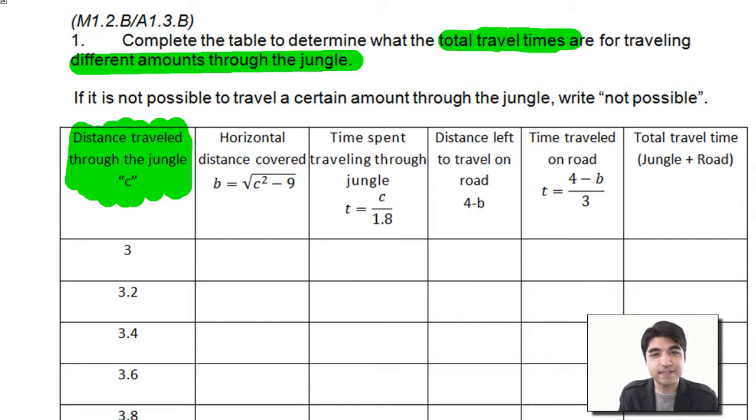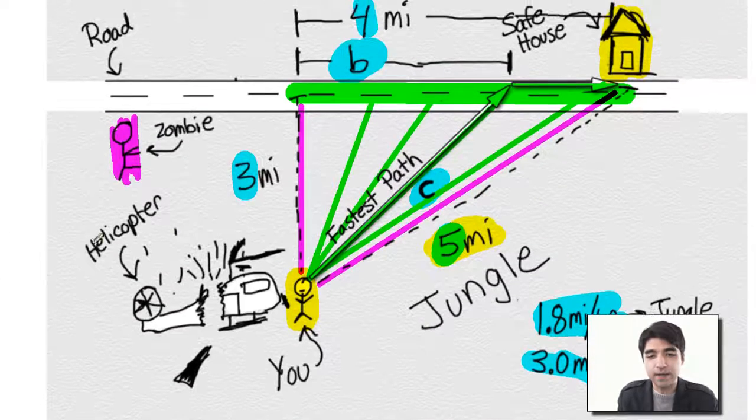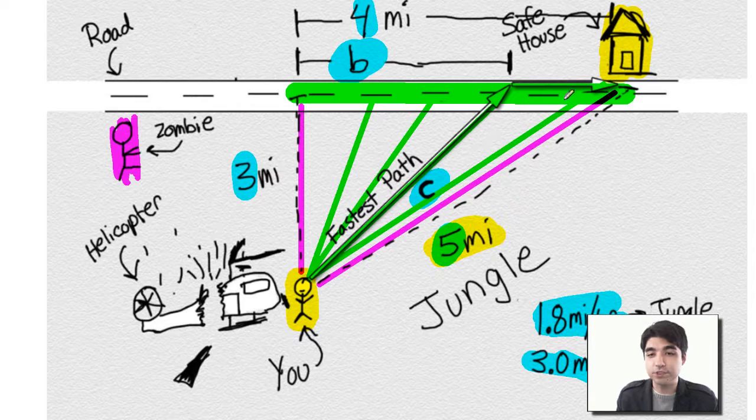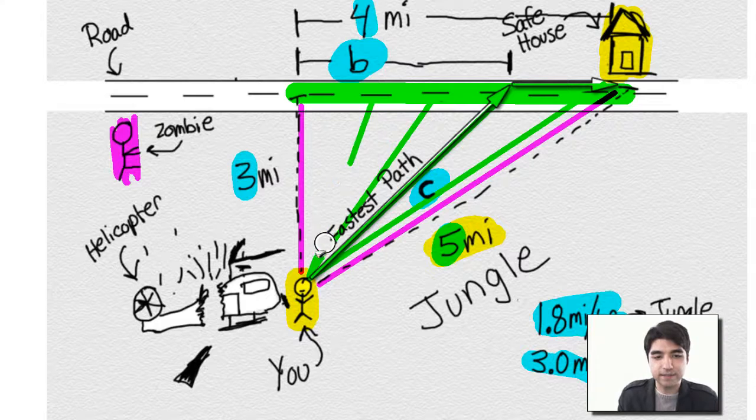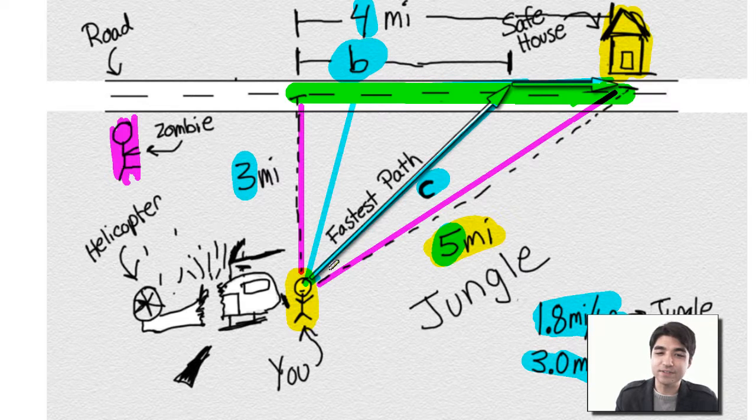And remember, c is, I'm going to flip back to the first page here. C was how much you're traveling through the jungle. So it could be a whole bunch of different values. Like, let me get my eraser here. So you could travel this way through the jungle and then get on the road. Or you could travel a very short distance through the jungle and then get on the road. Or you could travel a very long distance through the jungle and then get on the road.